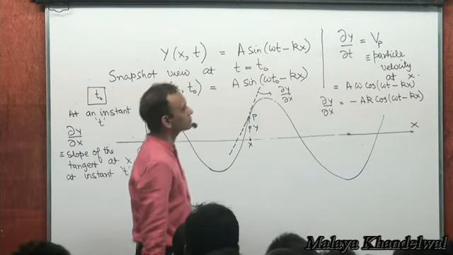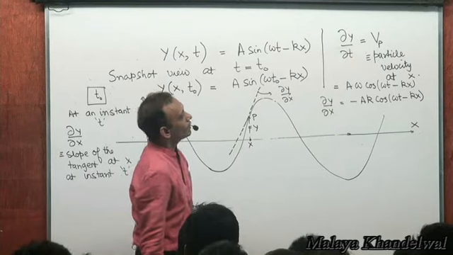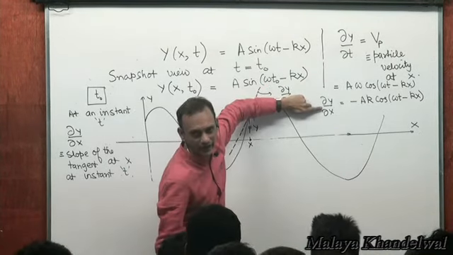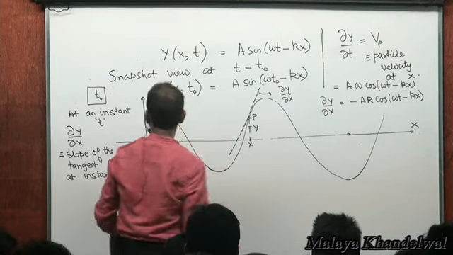Now, if I divide this by this, dou y dou t divided by dou y dou x.